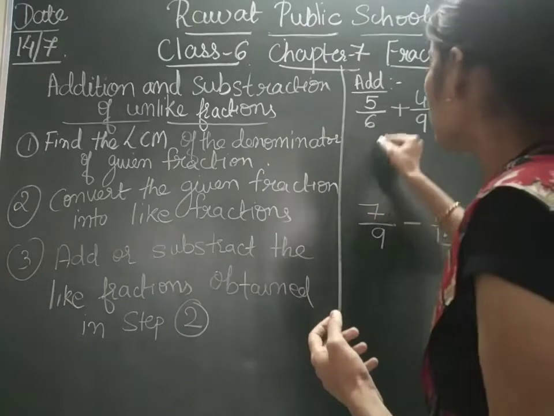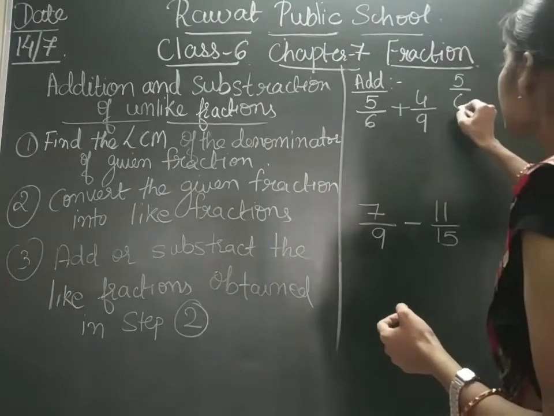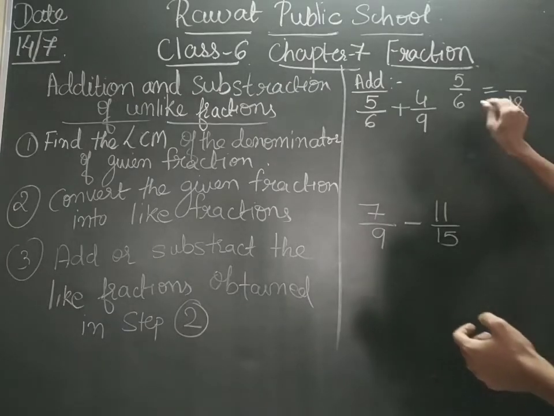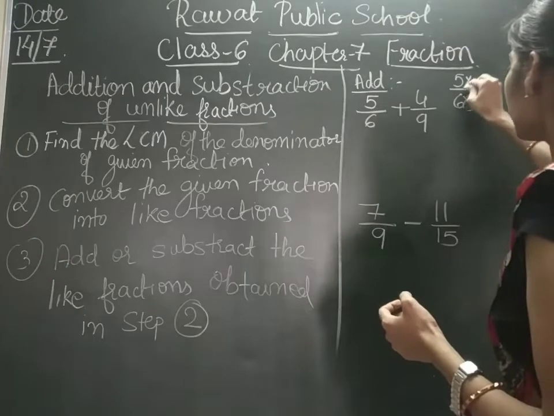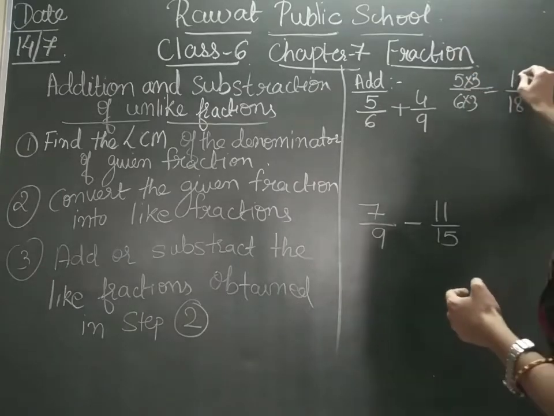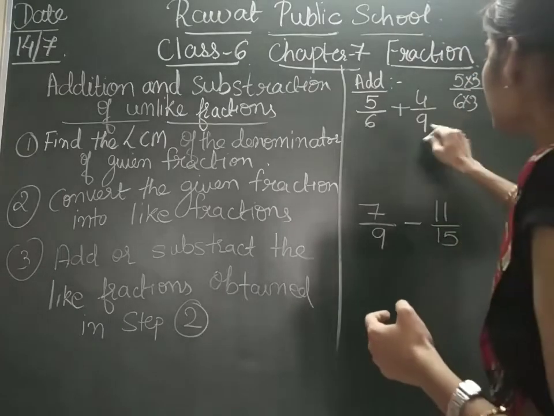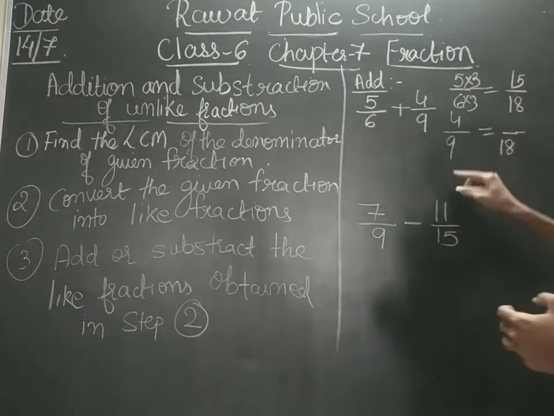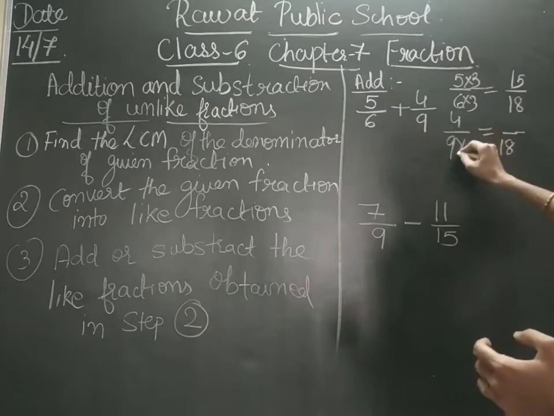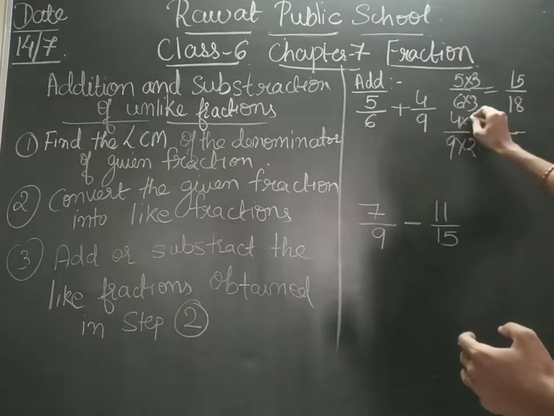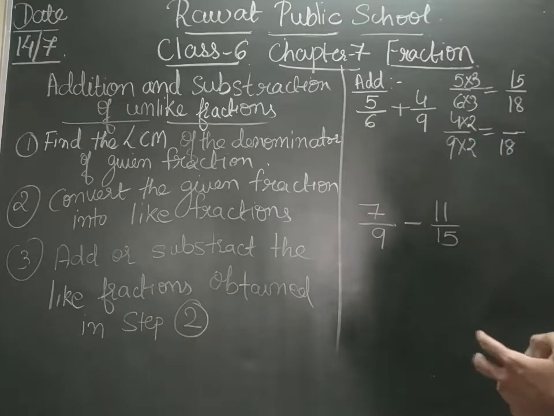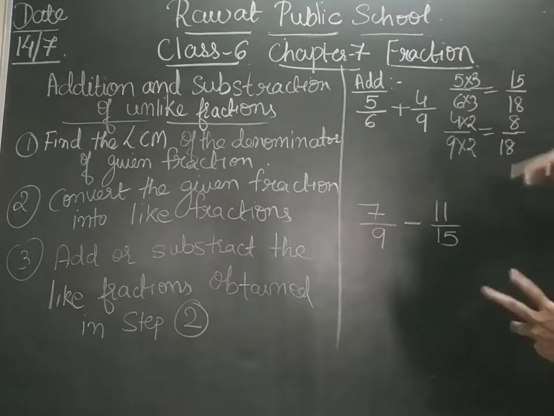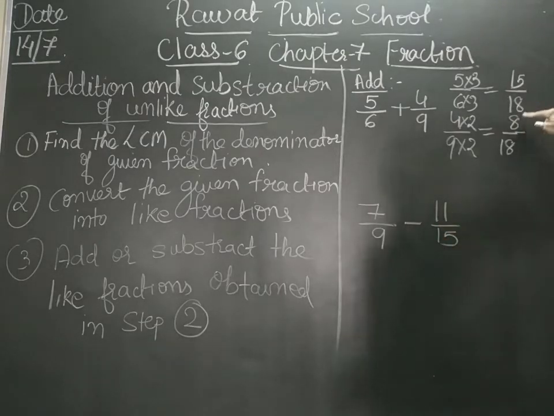So for that, what were we doing? 5 by 6 is equal to something upon 18. What will we multiply with 6 in order to get 18? With 3, and the same number we will multiply the numerator also. So 15 upon 18. In the same way, 4 by 9 is equal to something upon 18. 9 will be multiplied by 2 in order to get 18, and in the same way 2 will be multiplied in the denominator and numerator both. So 4 into 2 is 8. So we get 2 equivalent fractions, that are 15 by 18 and 8 by 18.